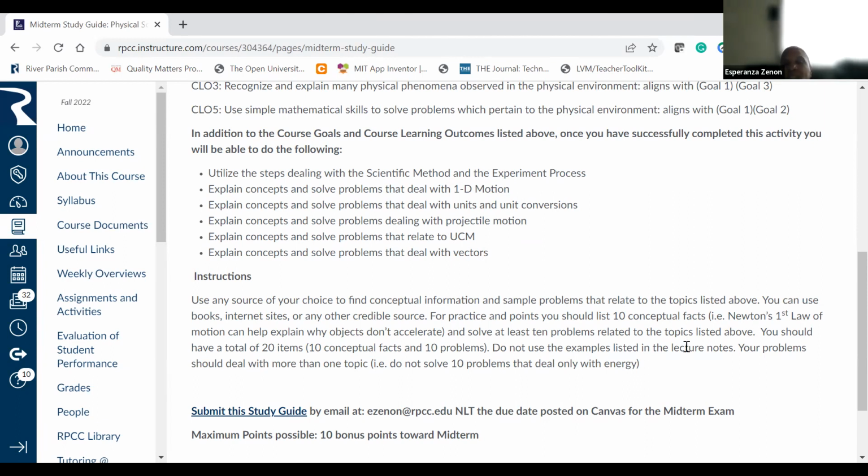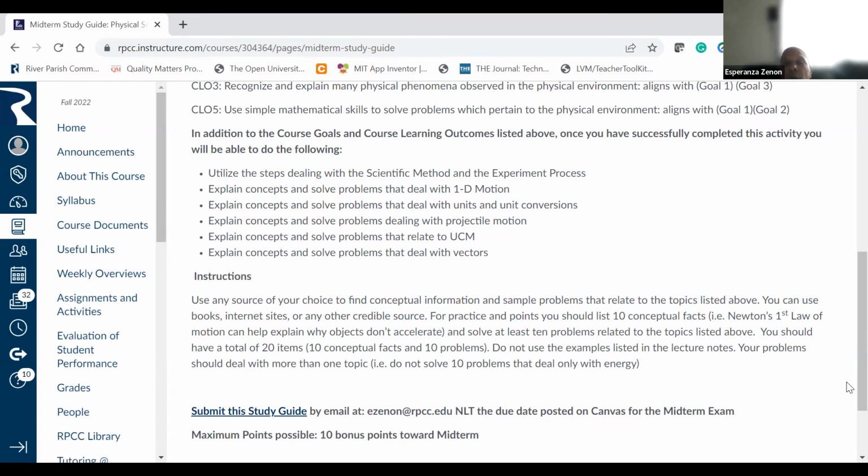If there are examples in my lecture notes, meaning in the weekly overviews, you can't use those. But anything you find in the extra notes or useful links or any of the videos, any of that stuff is fair game, okay? Now, you submit that by email to me on the 8th by 11:59 p.m.